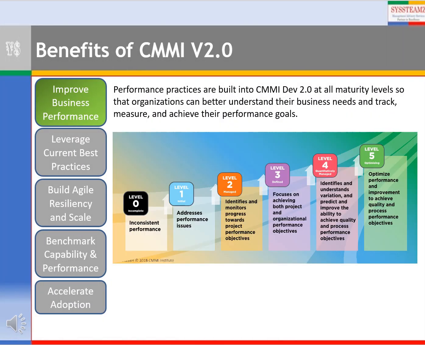There are 6 maturity levels starting from 0 till 5, and practices are built incrementally at each level to improve the organizational performance. Level 0, incomplete, characterizes inconsistent performance. Organizations may be delivering to their clients somehow. Level 1, initial, characterizes organizations addressing performance issues as they arise. In simple terms, the organizations are mostly reactive and fighting fires as and when they happen.